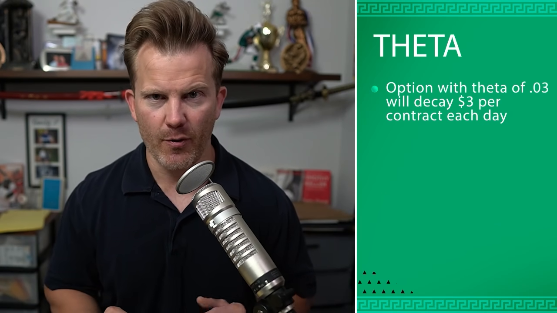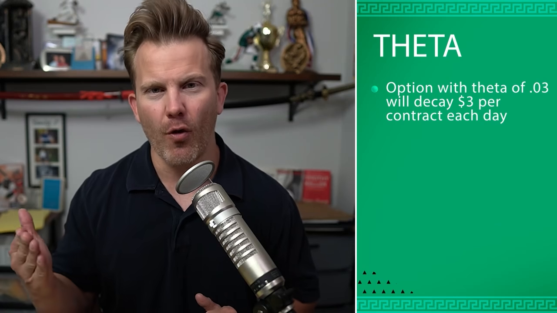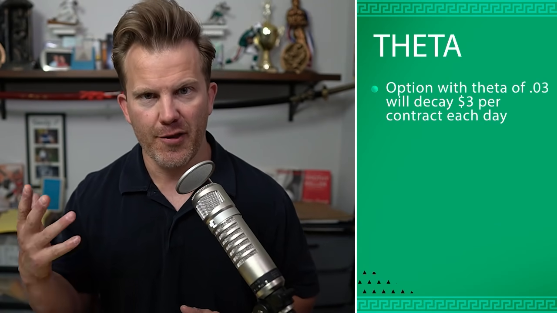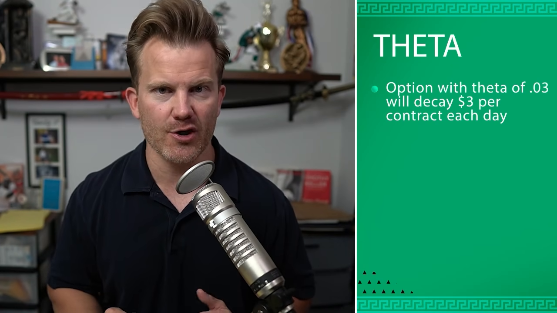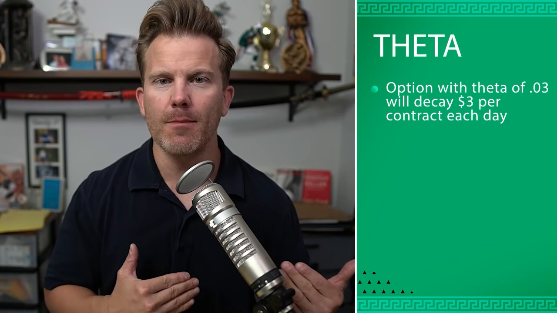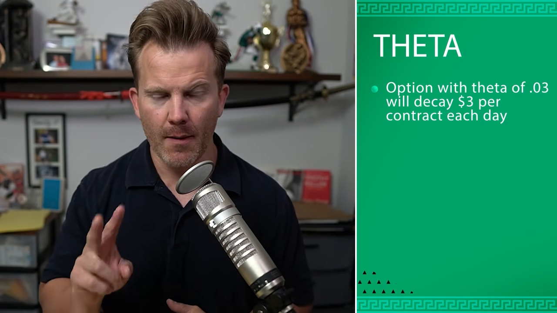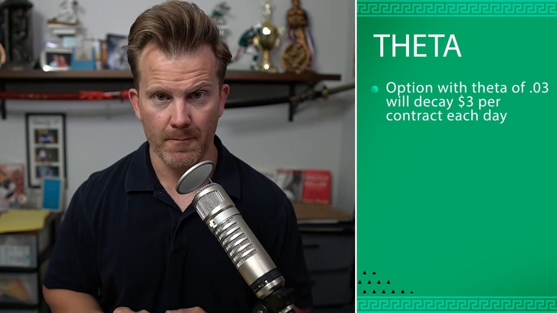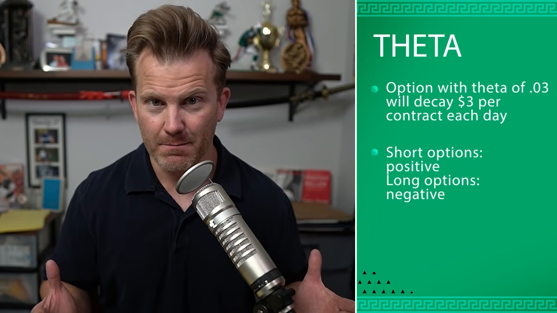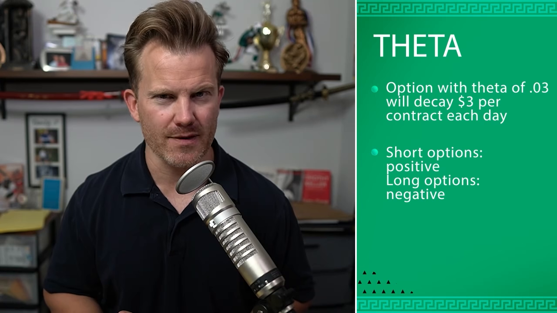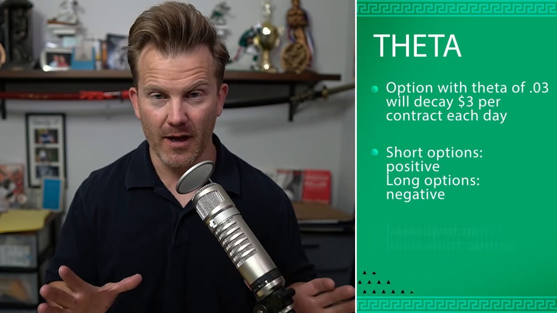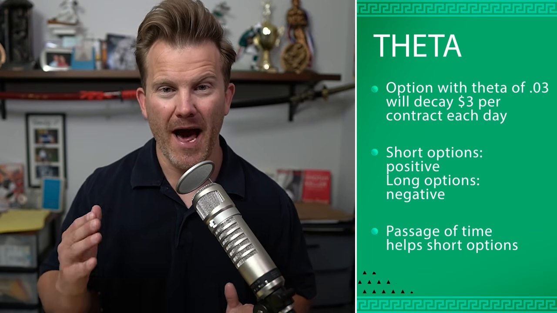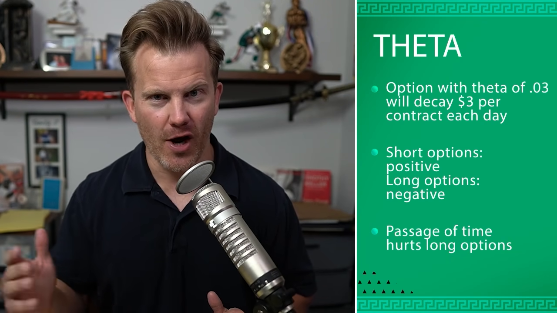Typically, when we communicate with one another as traders, we opt for the latter, referring to a Theta of 0.03 as actually 3, or using the whole per contract value of Theta in our communication with one another. But number 2, and this might be one of the most important things to understand when it comes to Theta: the Theta for short options is positive, and the Theta for long options is negative. Put very simply, this means that the passage of time helps short options. The passage of time hurts long options.